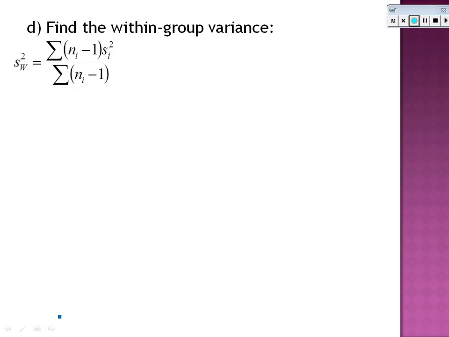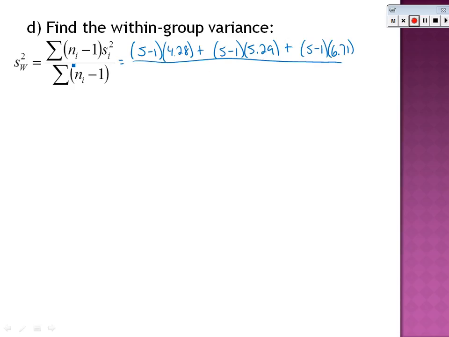Now we need to find the within group variance. Again, we see a summation, capital sigma. So we take our sample size for the first sample, minus 1, times the variance from that first sample, which was 4.28, plus the sample size of the second sample, minus 1, times the variance of that second sample, which was 5.29, and then for our third one, sample size minus 1, times the variance for that last sample, 6.71.